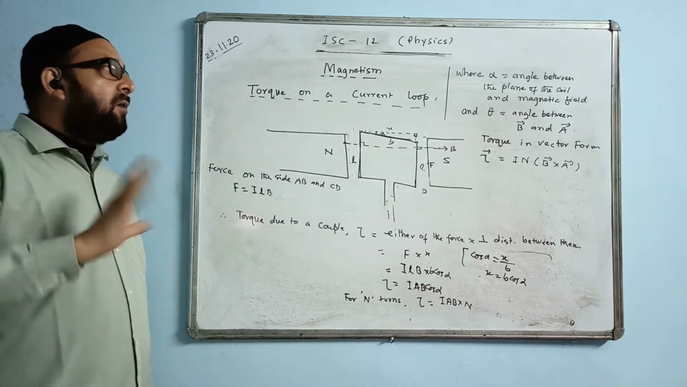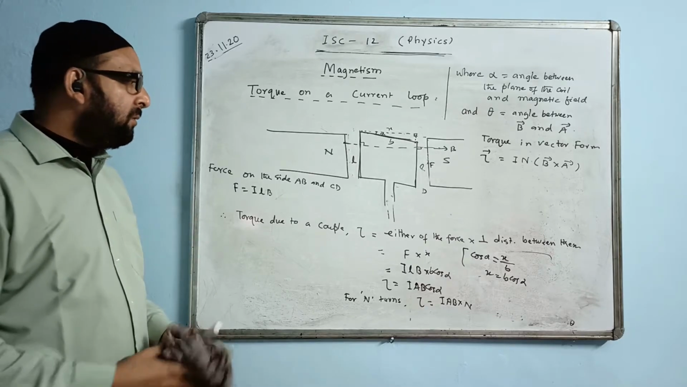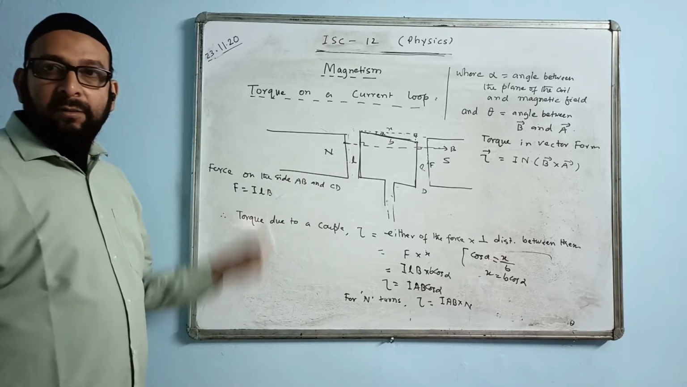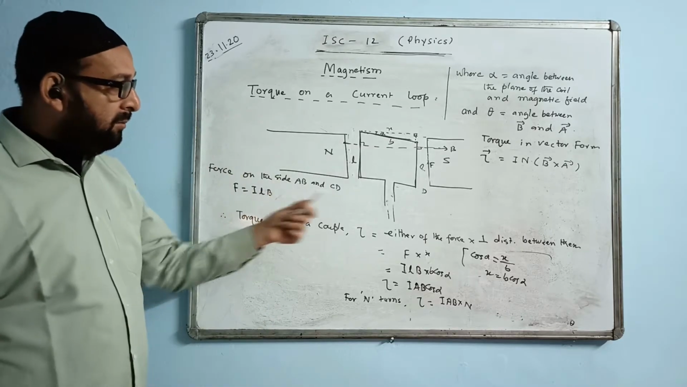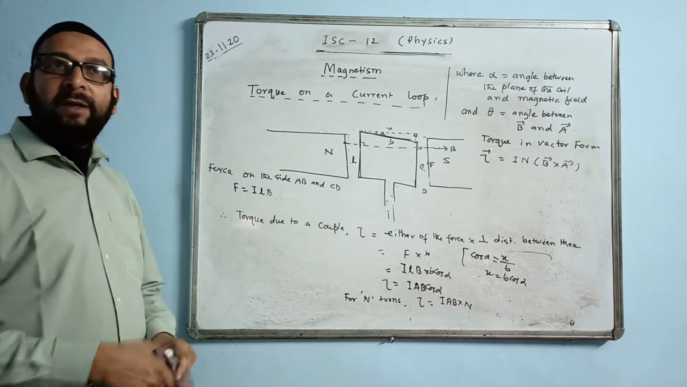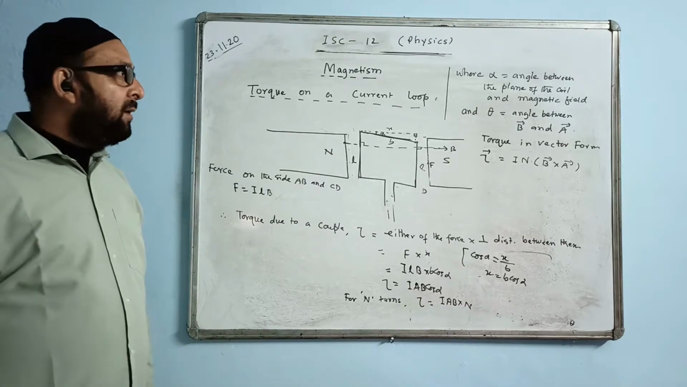That detail or that diagram you may not have to show, but you have to learn the derivation. At the end we will find the formula of torque. For any position of the coil, we can write torque is equal to NIAB cos alpha. And what is alpha?